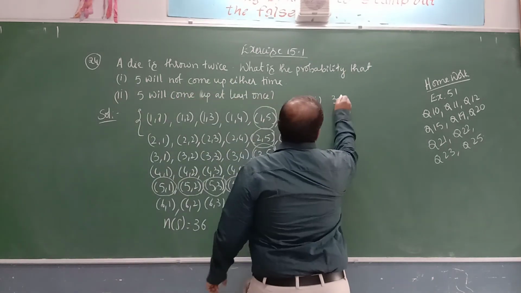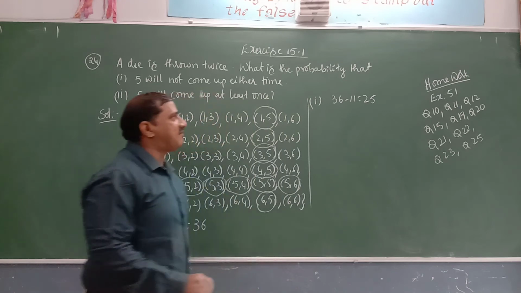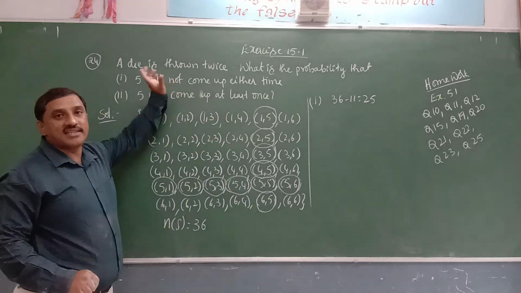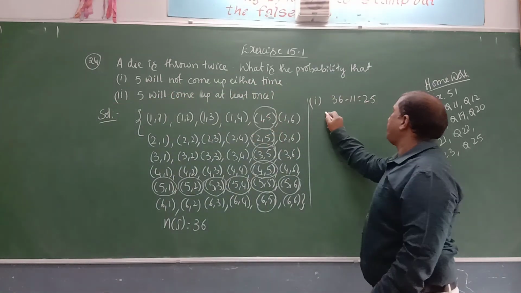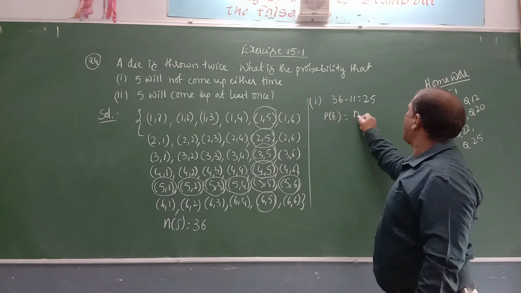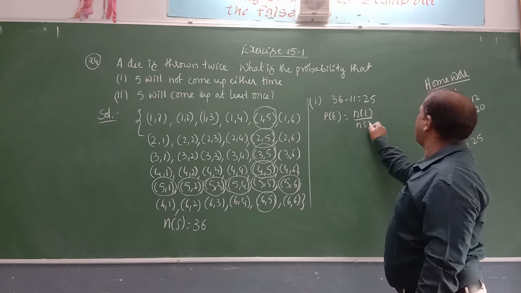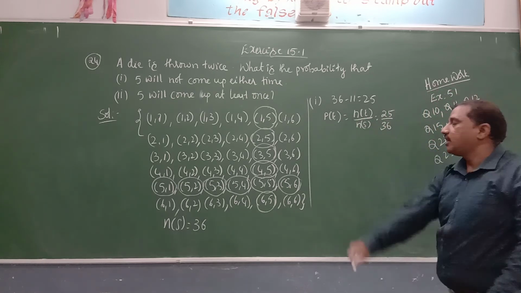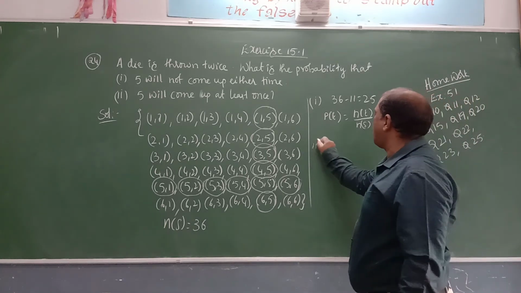Total 36 minus 11 is equal to 25. 25 outcomes do not have 5. Therefore, the probability for the first part is P of E equals n of E divided by n of S, which is equal to 25 by 36.